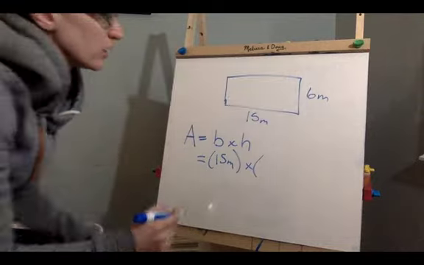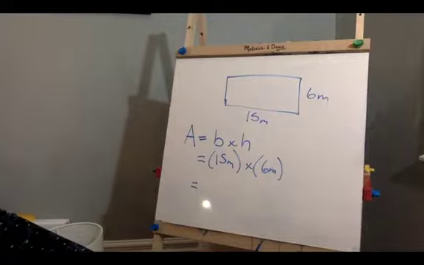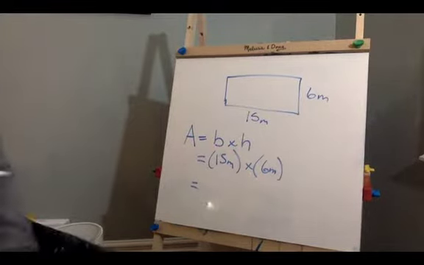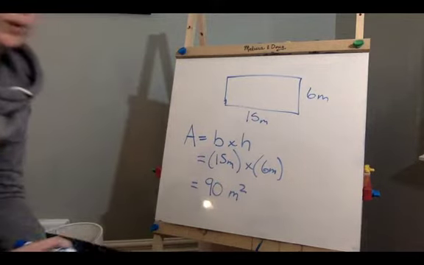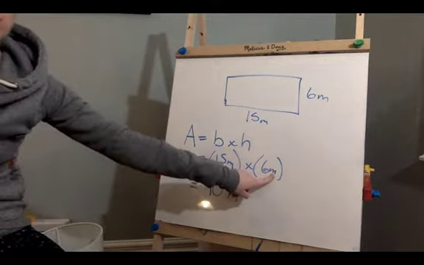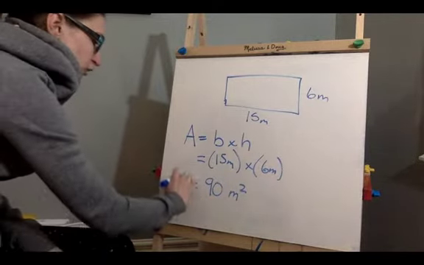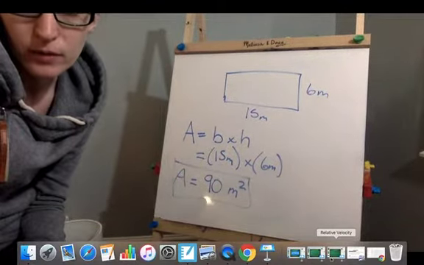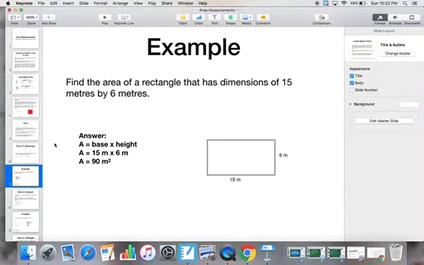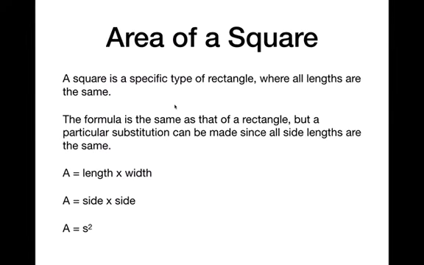Going straight up is 6 meters, and when we multiply those two numbers together, 15 times 6, we get a value of 90. Don't forget your units: meters squared, because you did meters times meters, so two meters being multiplied becomes meters squared. Your answer for that rectangle is 90 meters squared. All right, let's keep going. The answer is in there as well, so if you want to go back and look at it, it's good to go.